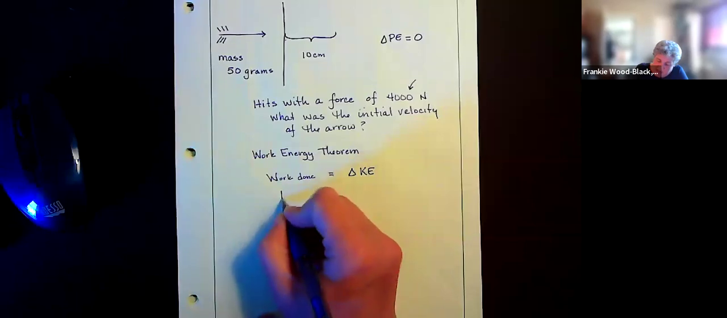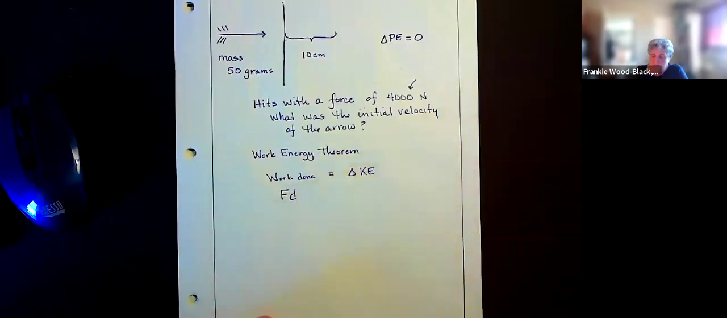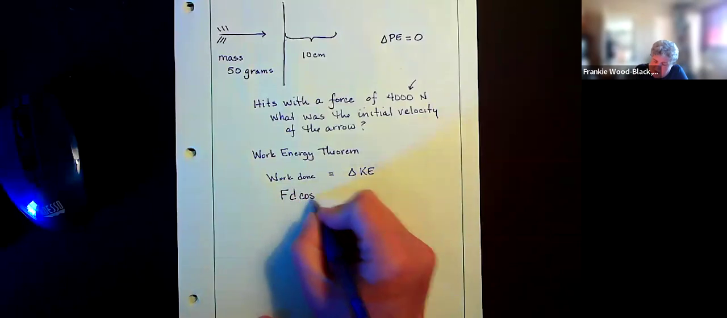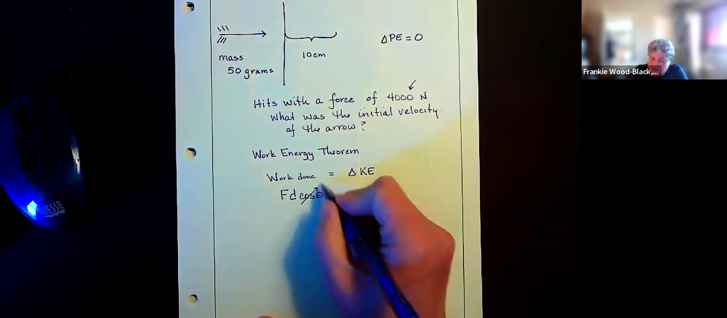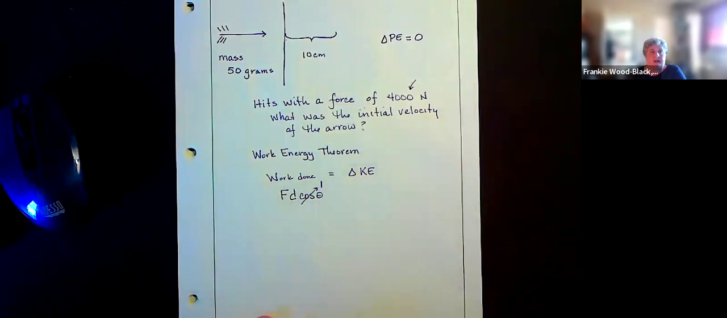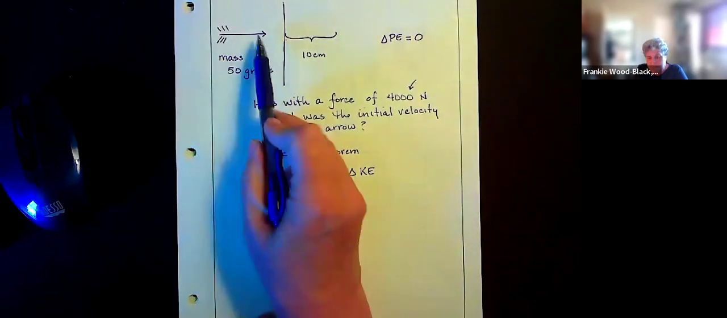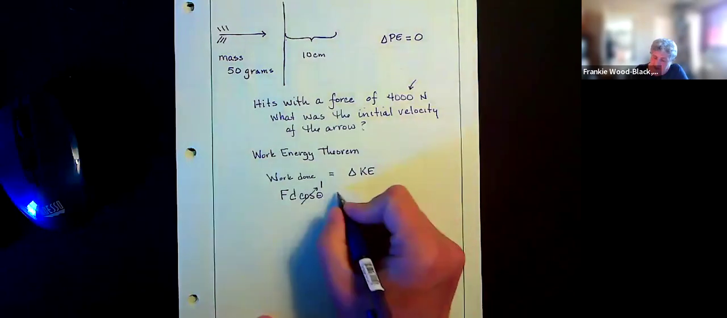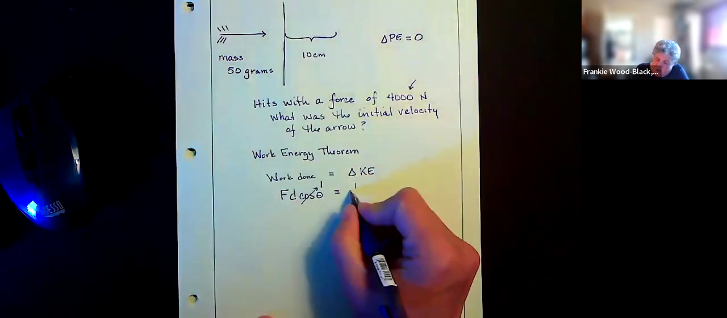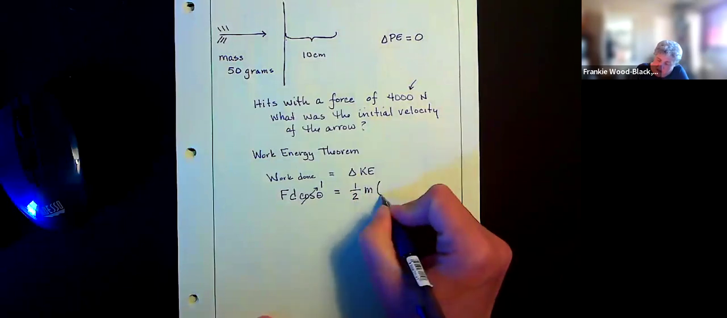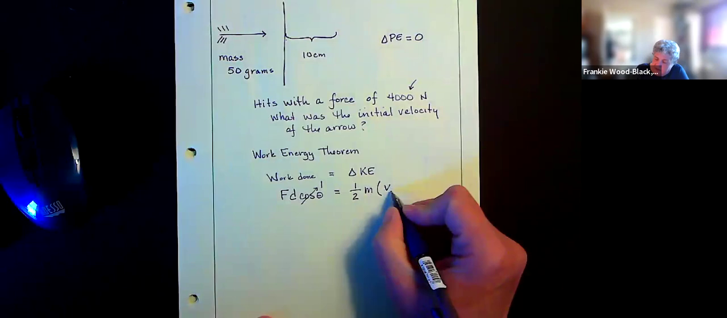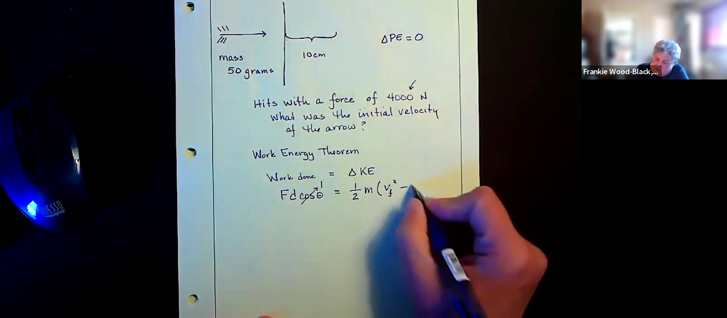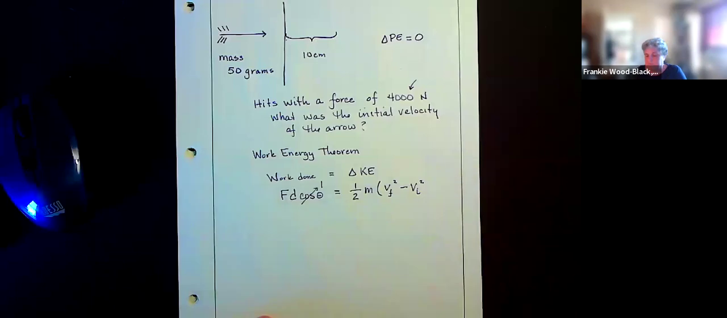So the work done is the force times my distance times the cosine of my angle. But in this case, the cosine of the angle is equal to 1, so I don't have to worry about that because I'm directly in line. I'm getting the best bang for my buck, and I'm good there. And that's going to equal 1/2 the mass of my arrow times velocity final squared minus velocity initial squared. This is what we're trying to find.